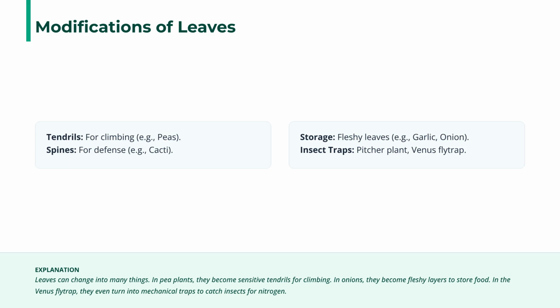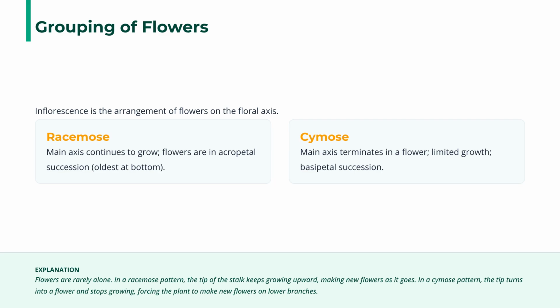They can become tendrils for climbing, spines for defense, fleshy layers for food storage, or even mechanical insect traps, like in the Venus flytrap for nutrient acquisition. Inflorescence is the arrangement of flowers on the floral axis. In racemose, the main axis continues to grow. In cymose, the main axis ends in a flower, limiting growth and forcing new flowers on lower branches.